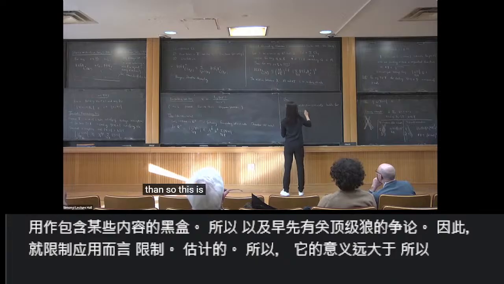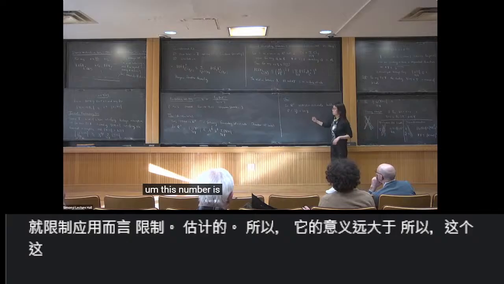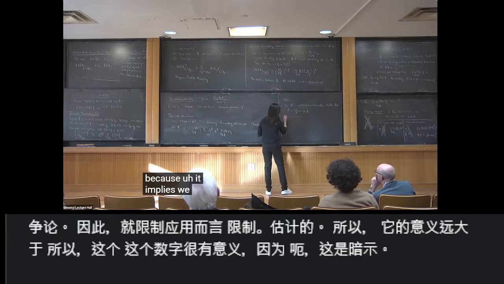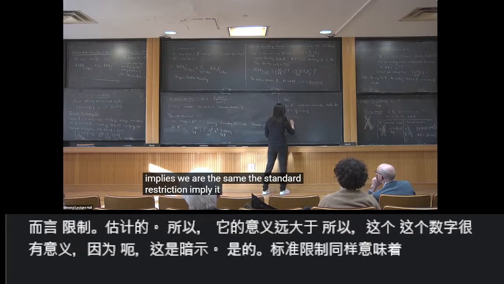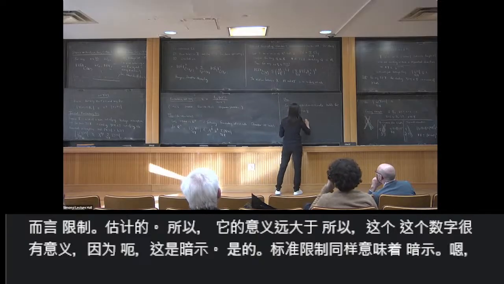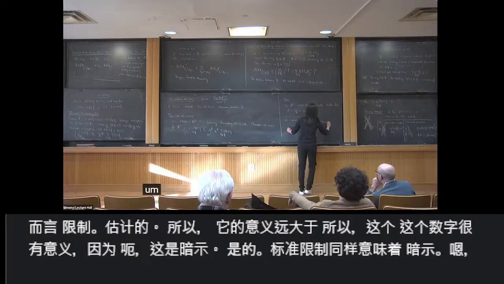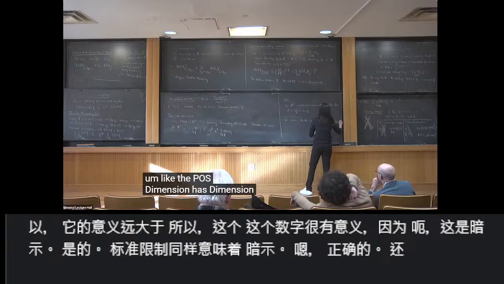So this number is meaningful because it implies, via the standard restriction implied estimate, Wolff's approach. But like the positive dimension of a Cartier set has dimension greater or equal than 5 times.